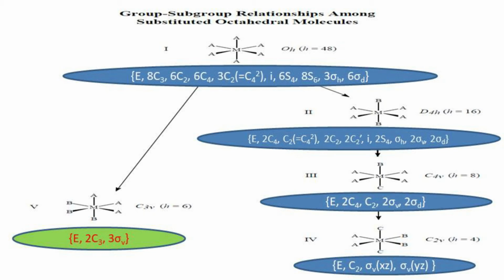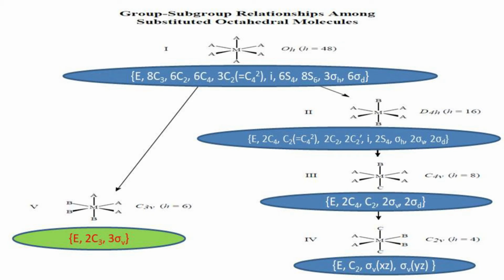That's a D4h point group, 16. Can we divide number 16 by number 6? No. So the order of D4h is not divisible by the order of C3v. Therefore, C3v cannot be a subgroup of structure number 2. How can we describe or understand that? By means of symmetry operations.